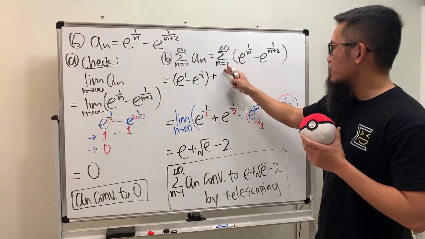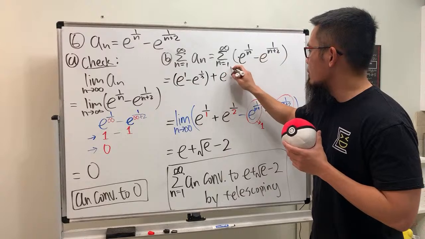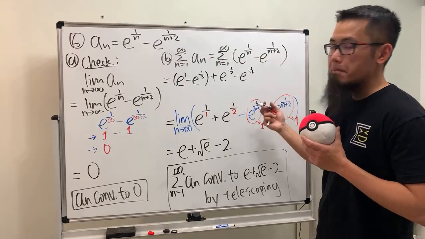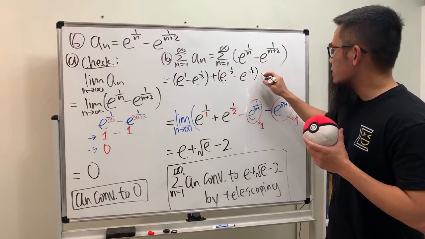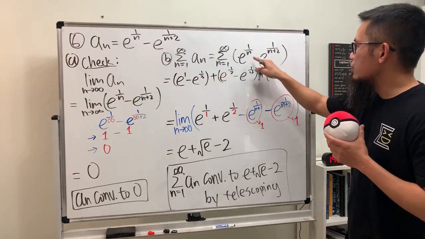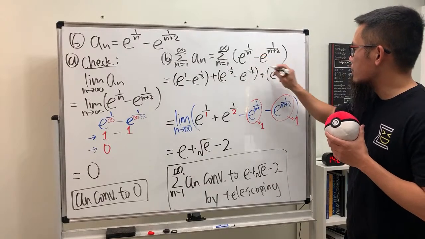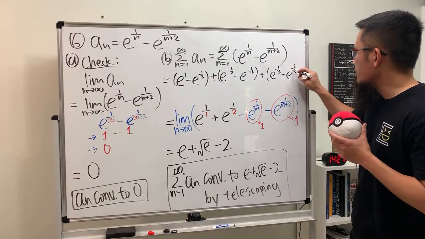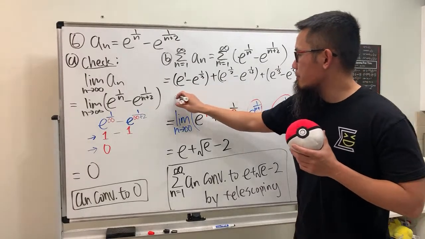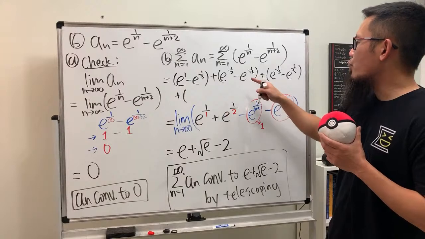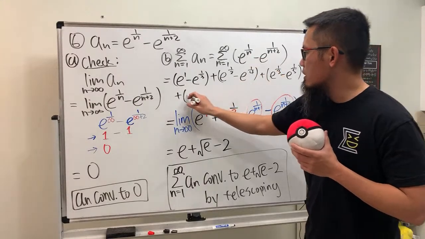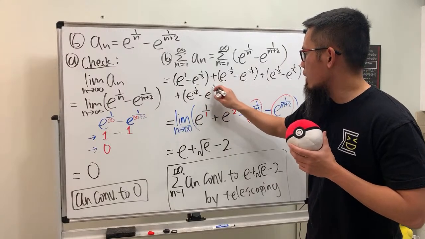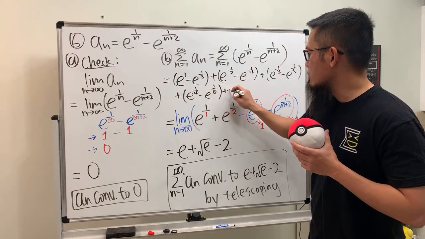Next, when n is 2, you put it here, so you have e to the 1/2, and then minus, put a 2 here, so you have e to the 1 over 4. So that's the second term. Then write down a few more, which is e to the 1/3, putting 3 in here, and then minus e to the 1 over 5. And then plus, let's put down one more. When n is equal to 4, you have e to the 1 over 4, and then minus e to the 1 over 6, and so on, so on.